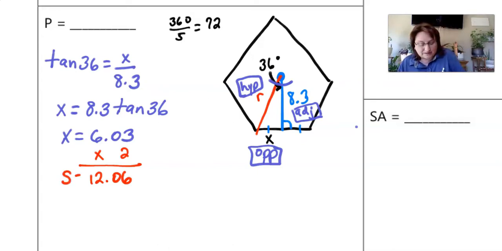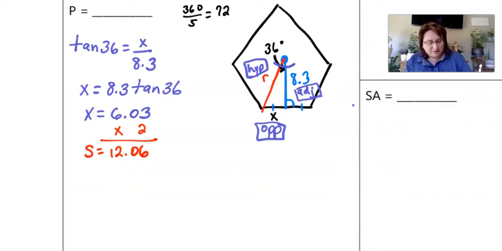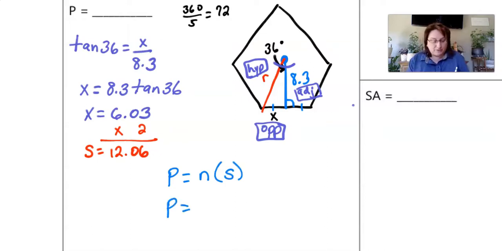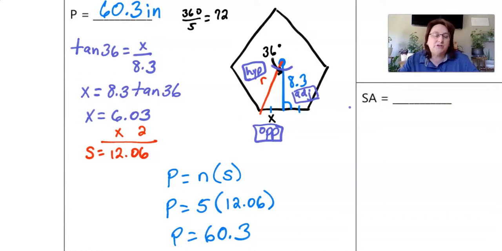So this is S, isn't it? And then to get the perimeter, oh, wait a minute, Ms. Smith, you're moving everything around. Yep, okay, so the perimeter equals the number of sides times the side length. So the perimeter equals the number of sides, 5, times the side length, 12.06. Now, guys, when you put that in your calculators and round, you should get 60.3 inches. All right, so we've got the perimeter now.